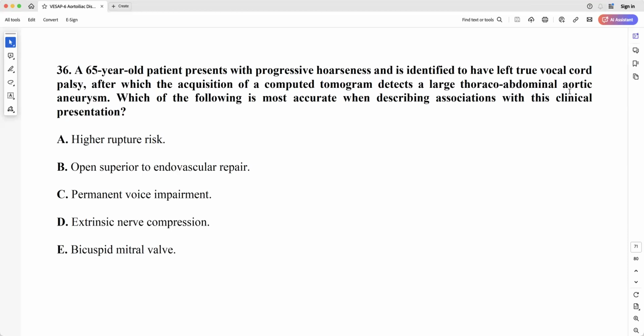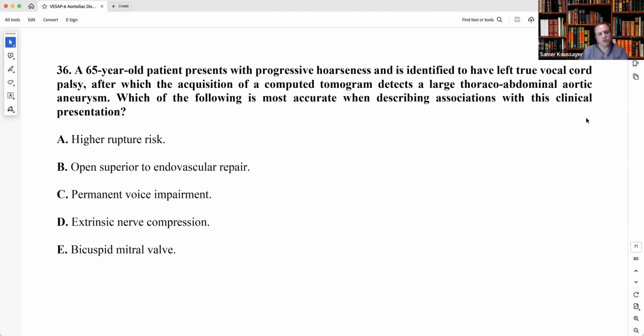A 65-year-old patient presents with progressive hoarseness and is identified to have left true vocal cord palsy, after which a computed tomogram detects a large thoracoabdominal aortic aneurysm. Which of the following is the most accurate when describing association with this clinical presentation? A. So before you go, what do you think he has? Why does he have hoarseness?